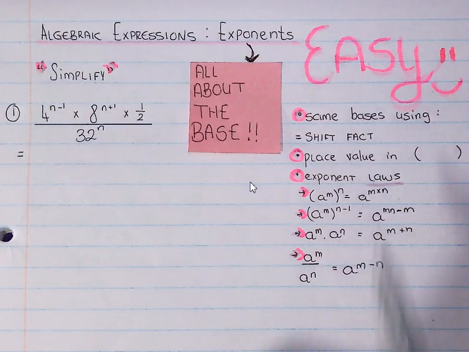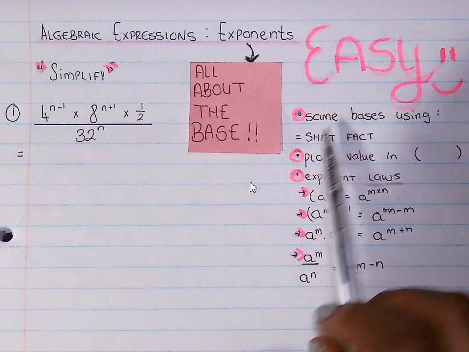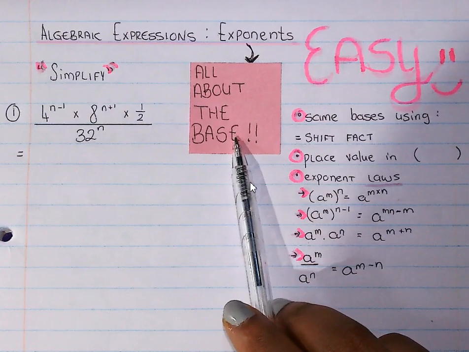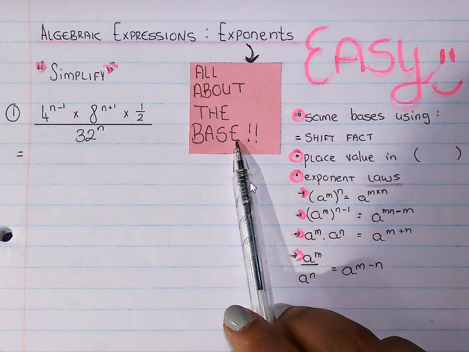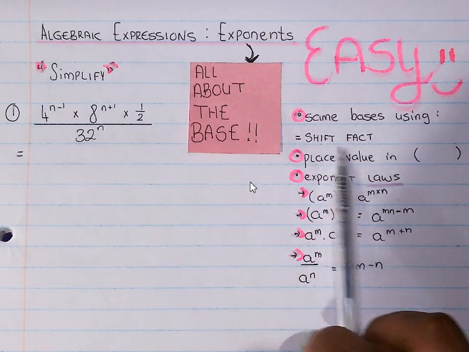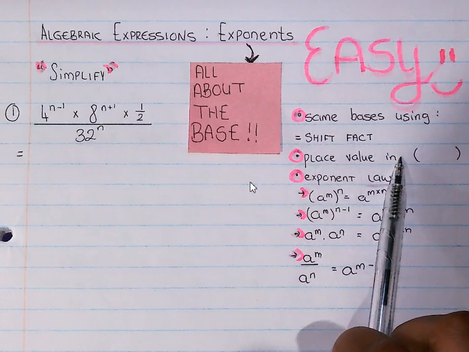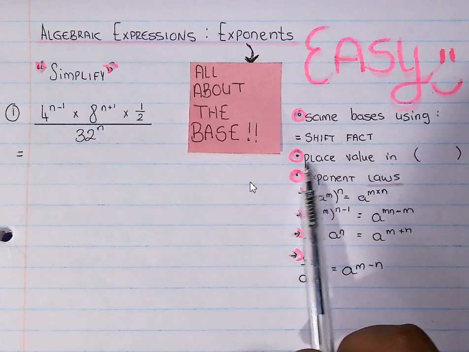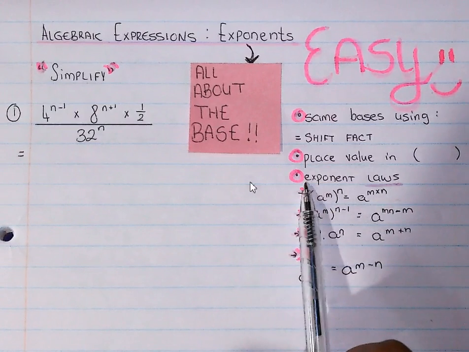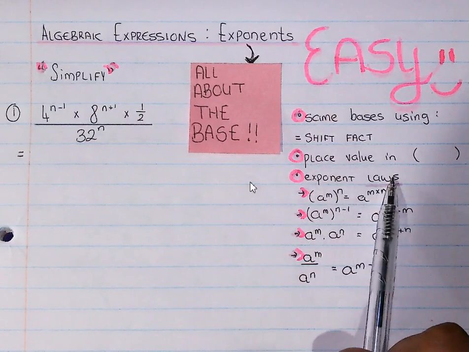So the steps are broken up as follows. We get the bases to be the same. It's all about the base, just like it was in previous videos. We get the same bases using equal, shift, fact. So we get those prime bases, then we place the value that we find in brackets, and the final thing we do is apply exponent laws.